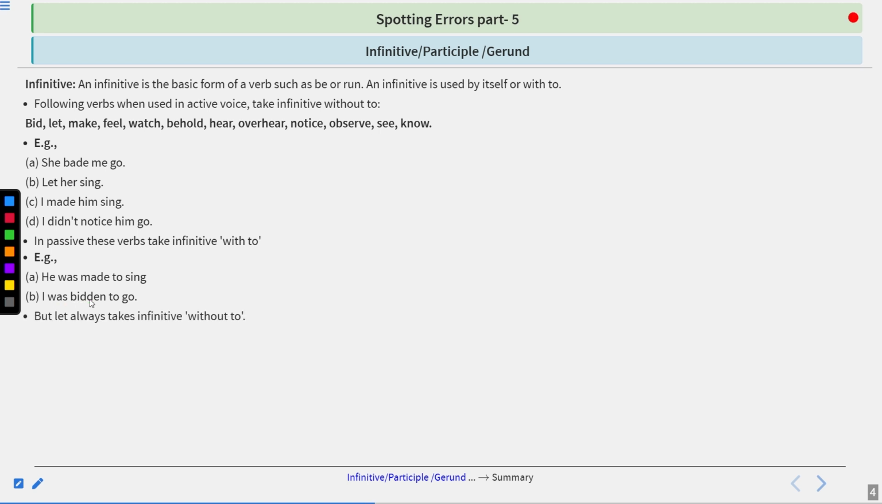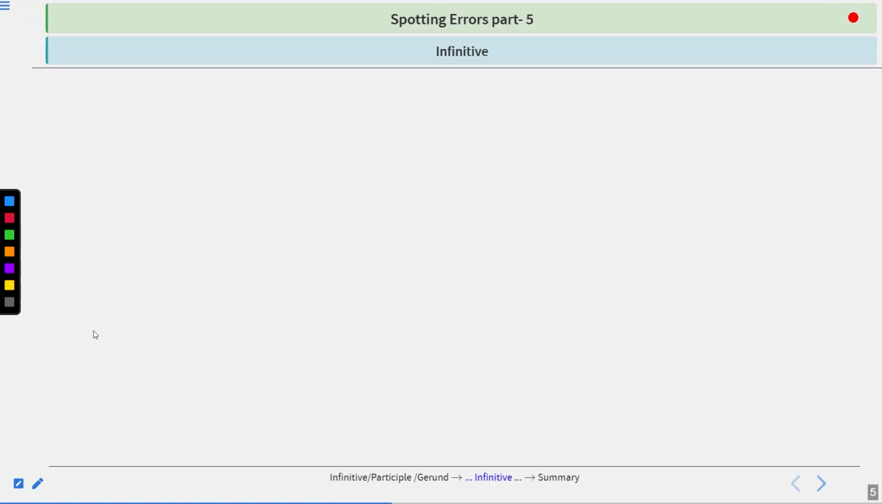But let always takes infinitive without to. If we talk about let, it takes infinitive without to. It means it takes a bare infinitive, either in active voice or in passive voice. She was let sing.